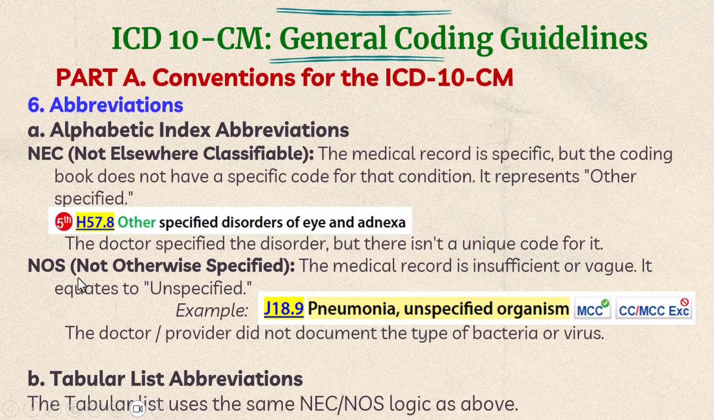Similarly, NOS, not otherwise specified. The medical record is insufficient or vague. It equates to unspecified. For example, J18.9 is pneumonia, unspecified organism. But the doctor or the provider did not document the type of bacteria or virus. You can use this code, that is unspecified organism. This is for the not otherwise specified. Similarly, you can see this NEC and NOS in the tabular list of abbreviations. The tabular list uses the same NEC or NOS logic as in the alphabetic index.